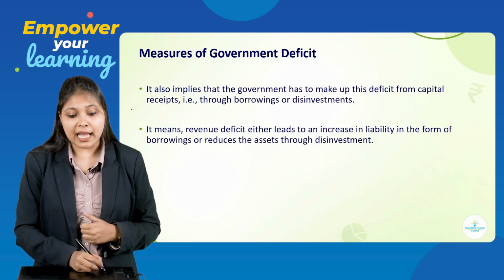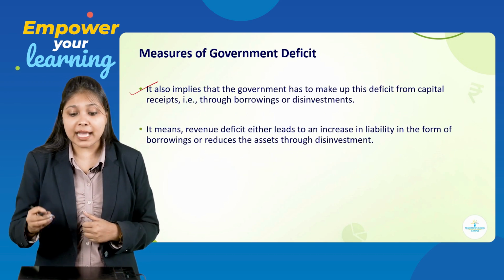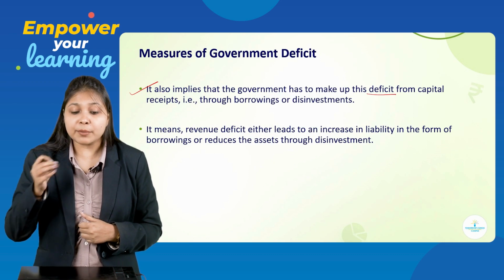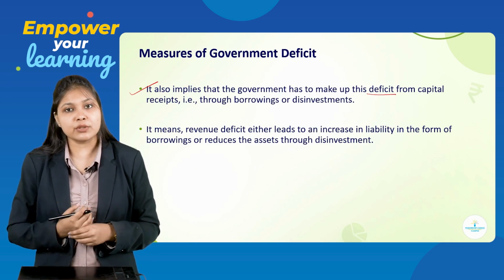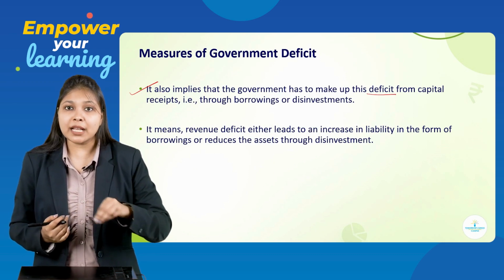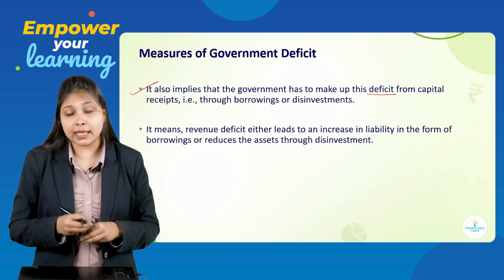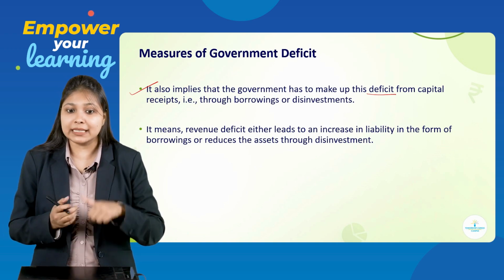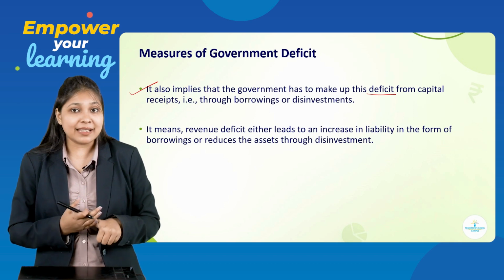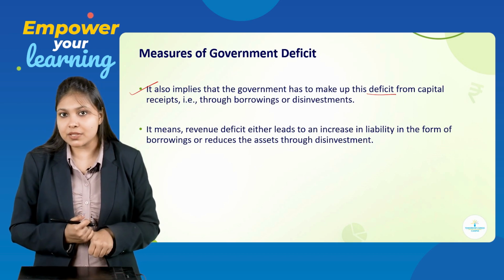Next, it also implies that the government has to make up this deficit from capital receipts through borrowings or disinvestment. Now, to make up this situation, the third thing the government will have to do is disinvestment. We already studied the meaning of disinvestment.